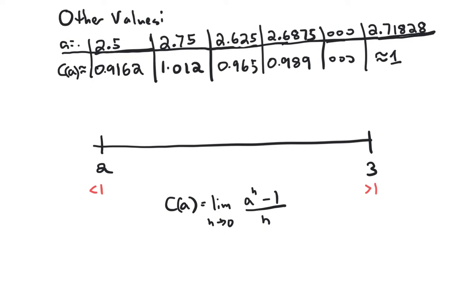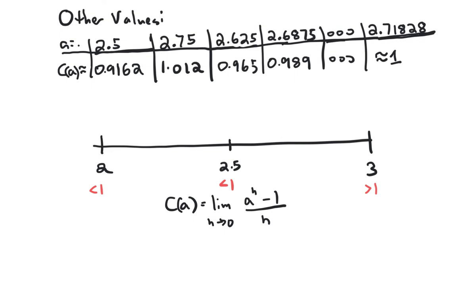So if we know that c of 2 is less than 1 and c of 3 is greater than 1, there must be some place between 2 and 3 where you get exactly 1. So we'll try and hone in on this. So if we plug in 2.5, we get the value 0.9162. So here we have something less than 1, which means now we know somewhere between 2.5 and 3, we transition from less than 1 to greater than 1.